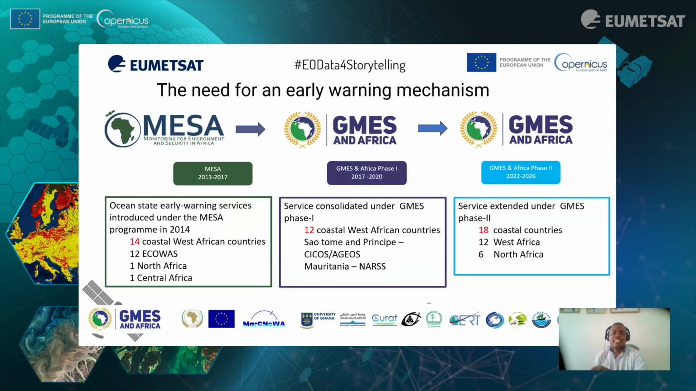In trying to address this particular problem, we had several initiatives, starting from the Monitoring for Environment and Security in Africa project, which looked at the beginning of the service, which was being carried out within 14 coastal Western African countries. We're currently in the second phase, and we are expanding this to cover 18 coastal countries.